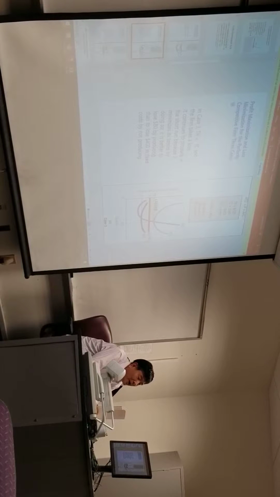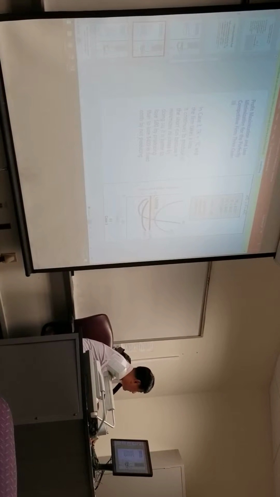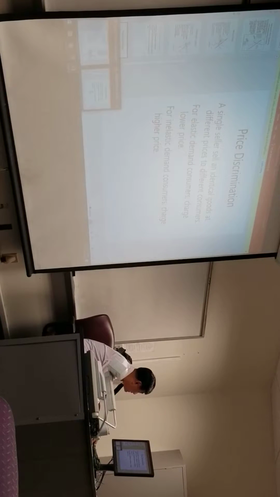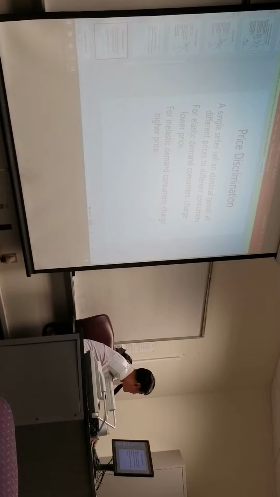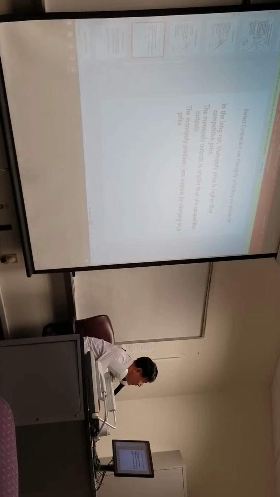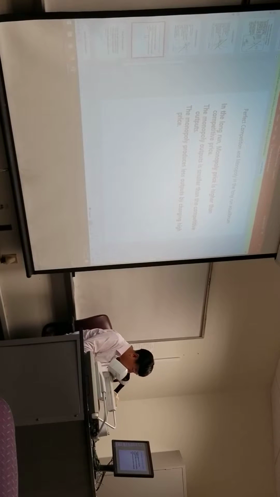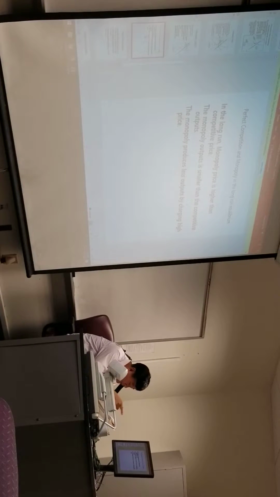When you compare output and price between monopoly and perfect competitor markets, which market charges a high price? Monopoly or perfect competitor? Monopoly charges a high price. About output, which one produces more output? Perfect competition, okay? So one question from your handout.